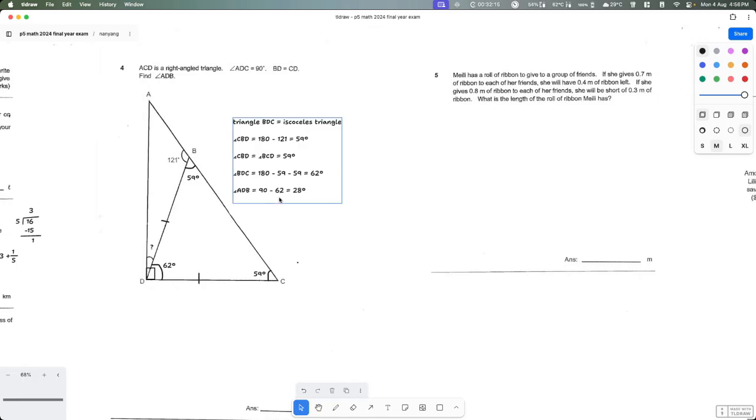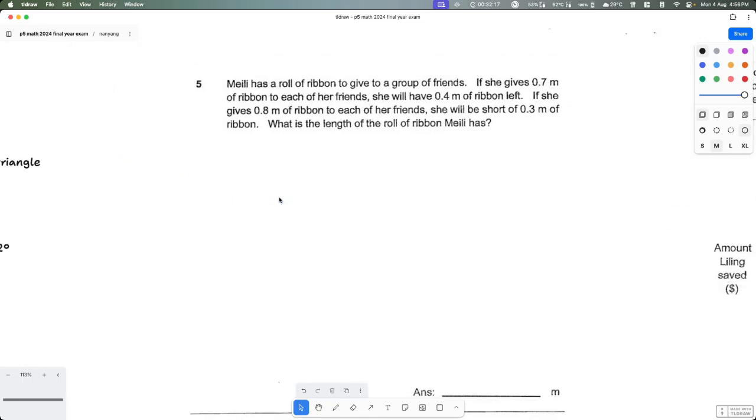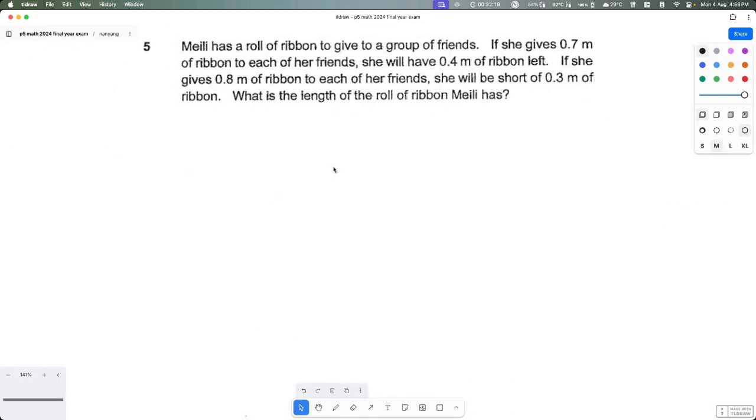All right, let's move on to the next question. Question number 5 says, Maylee has a roll of ribbon to give to a group of friends. If she gives 0.7 meters of ribbon to each of her friends, she will have 0.4 meters of ribbon left. If she gives 0.8 meters of ribbon to each of her friends, she will be short of 0.3 meters of ribbon. So what is the length of the ribbon?